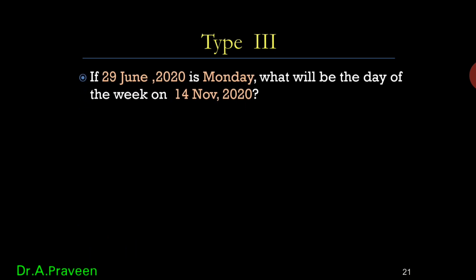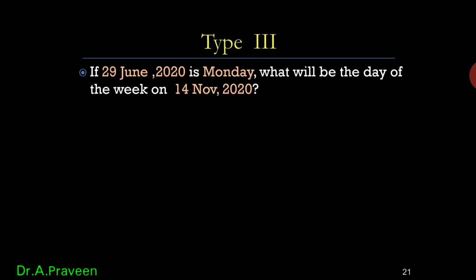Let us move to the next type. In this type, they will give you a reference date and the day of the week on that date, and they will give you another date in the same year and ask you to find the day of the week on that date. For example, if 29th June 2020 is Monday, they have asked you to find what is the day of the week on 14th November 2020.